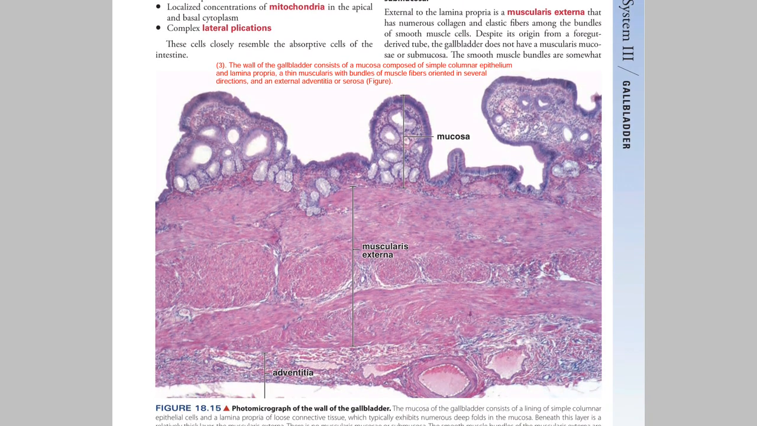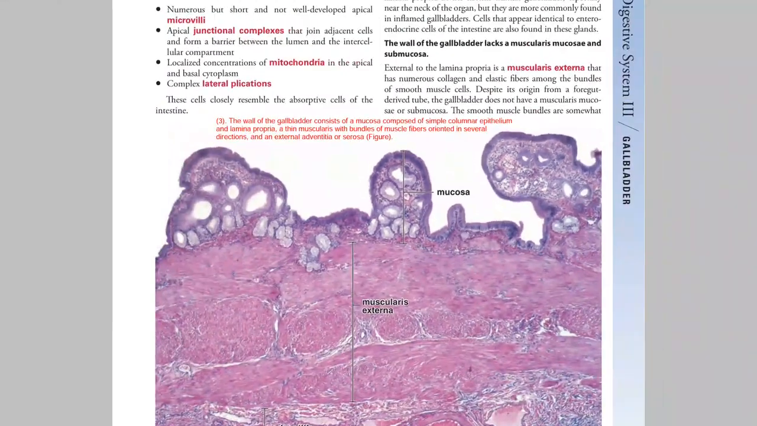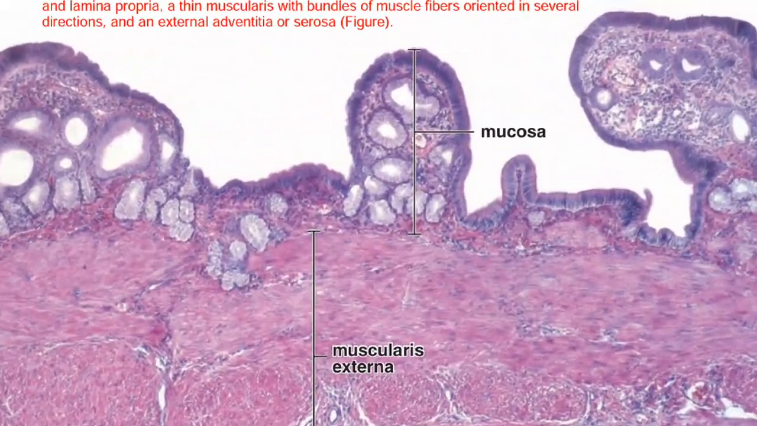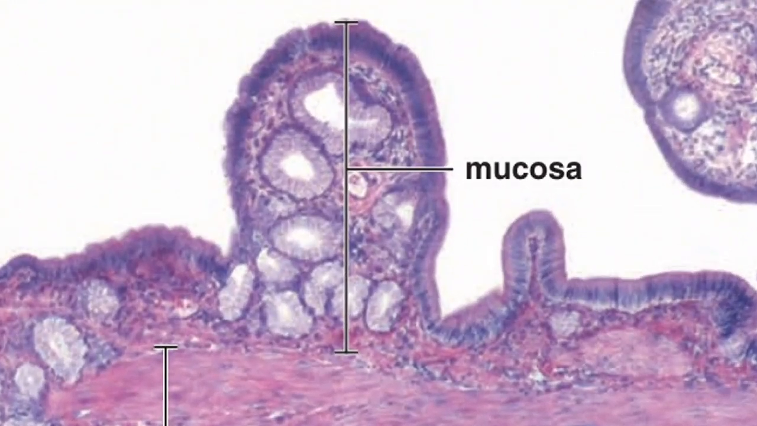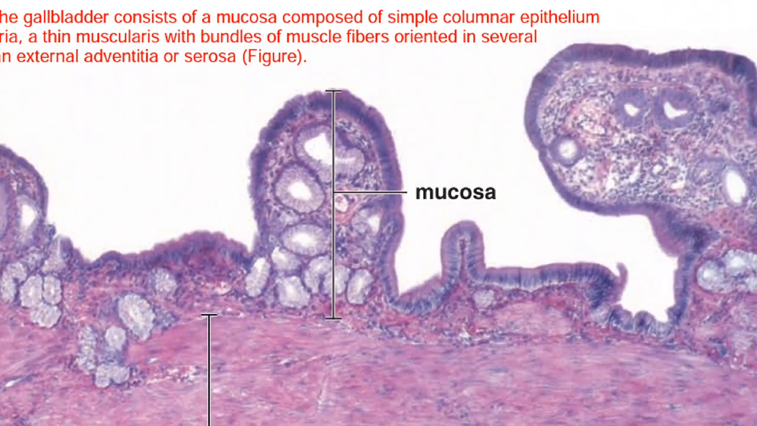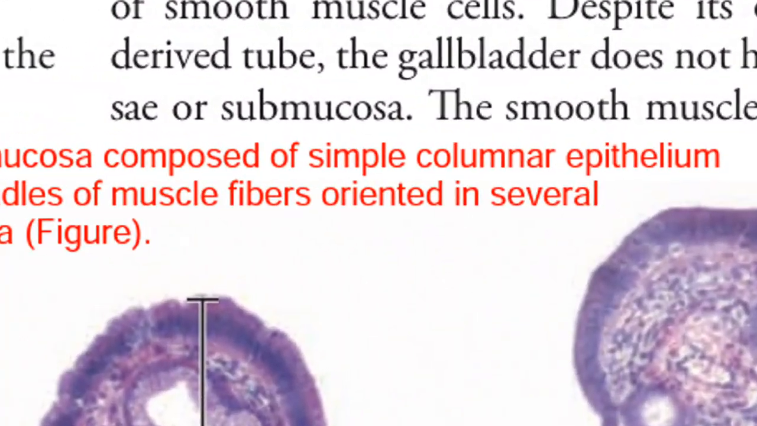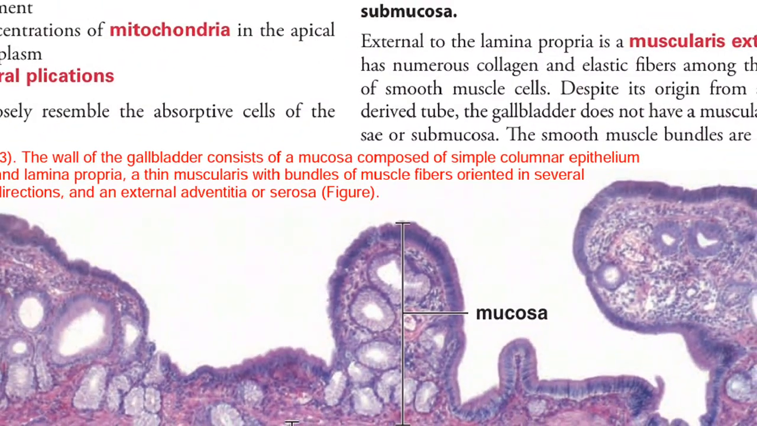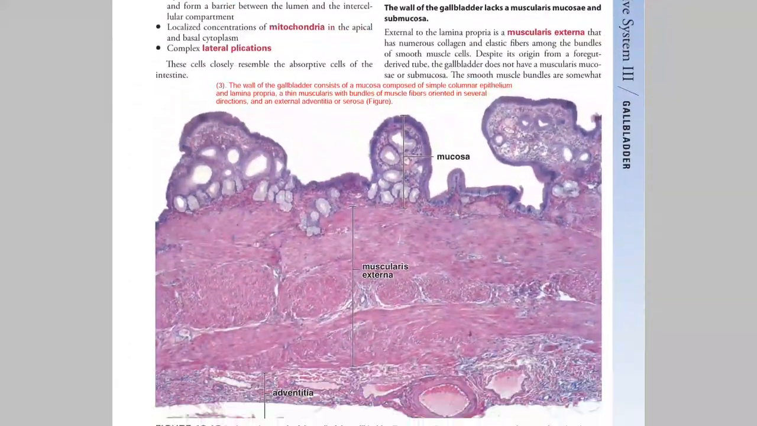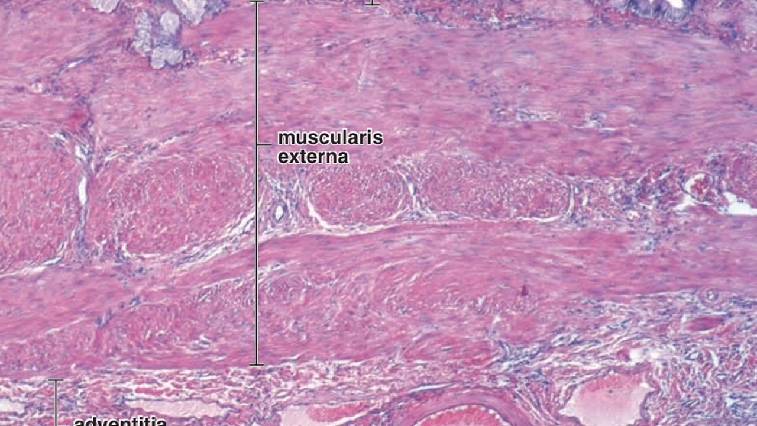Now here, one more. I have repeated the third point, and you see this is another histological slide. First layer, the entire mucosa layer. This is the mucosa, composed of simple columnar epithelial cells, followed by the lamina propria, and here the muscularis externa.